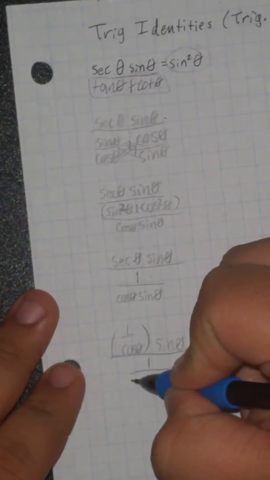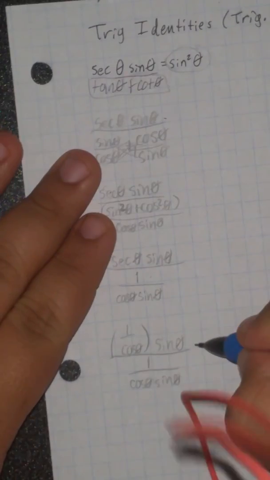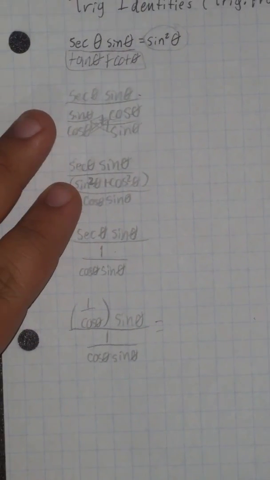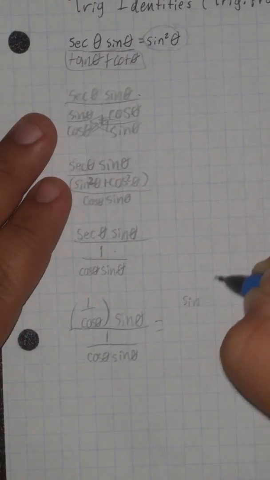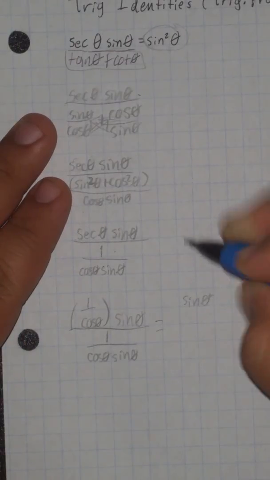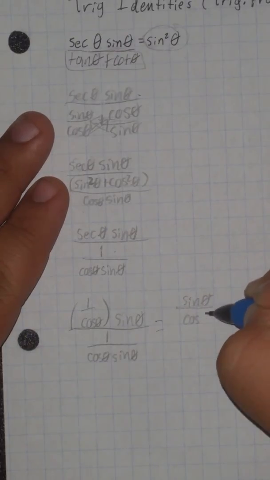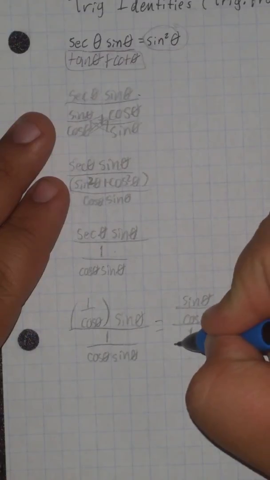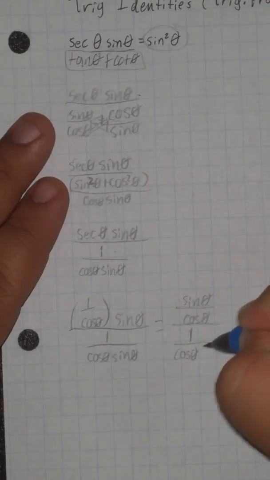Over 1 over cosine times sine. So this then becomes, for the sake of simplicity and not having to use the entire page, sine over cosine over 1 over cosine sine.